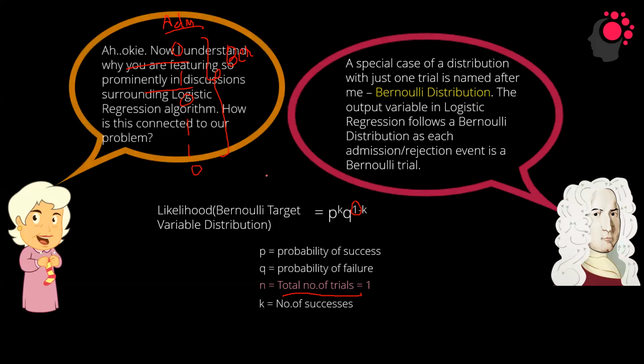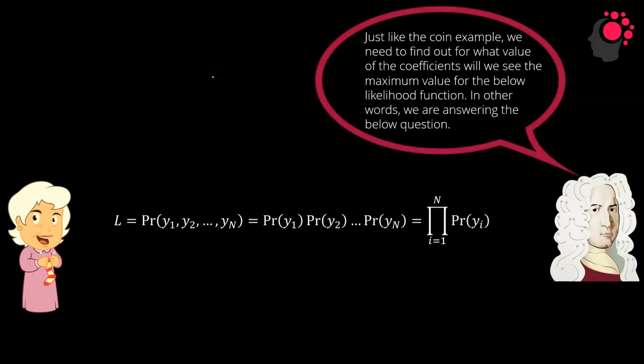To which Agatha says, okay, now I understand why you are featuring so prominently in the discussion surrounding logistic regression. That's why we've chosen Bernoulli as a person to explain. How is this connected to our problem? Okay, I understand the Bernoulli distribution coming to the target variable and all this, but I was asking you about how the algorithm learns the coefficients. And you are going ahead talking to me about maximum likelihood estimation, and then you told me about likelihood, and now we're talking about Bernoulli distribution. So where are you headed? To which Bernoulli says, I'm coming there.